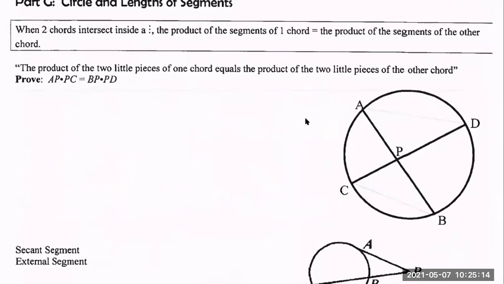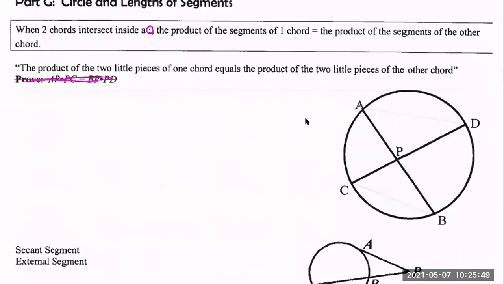For this one, you have a formal statement written above. Again, if you see the symbol on your notes, for some reason the circle symbol didn't come across. So when two chords intersect inside a circle, the product of the segments of one chord equals the product of the segments of the other chord. Informally, I'm always going to talk about two little pieces of one chord equals two little pieces of the other chord, and we're talking about multiplication here. So if I can have you cross this off, because this statement is actually written incorrectly here.